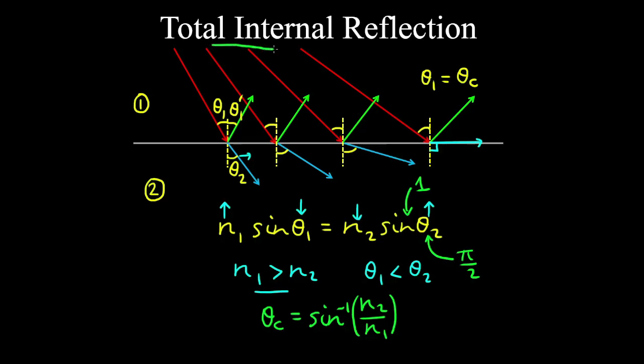So this is called total internal reflection, where for light rays with an angle of incidence beyond the critical angle, all the light gets reflected. So no light gets transmitted to the other medium.